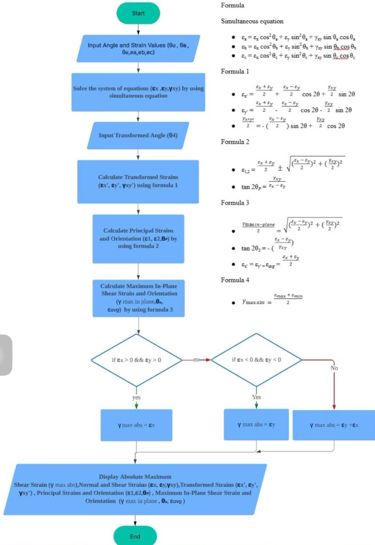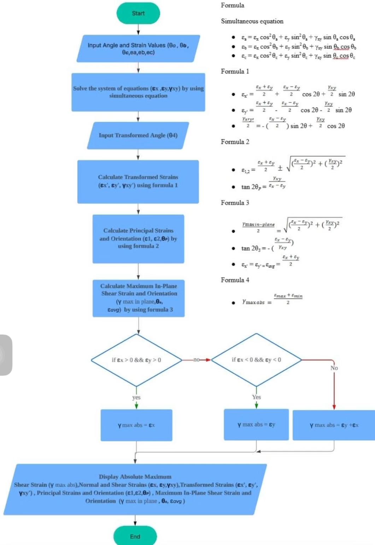Describe a process for computing strain transformation, principal strain, and maximum in-plane shear strain based on given input strain values and angles. First step, we must go to start, which means the process will begin. Second, input angle and strain values. The user must input six values, which are theta A, theta B, theta C, epsilon A, epsilon B, and epsilon C.